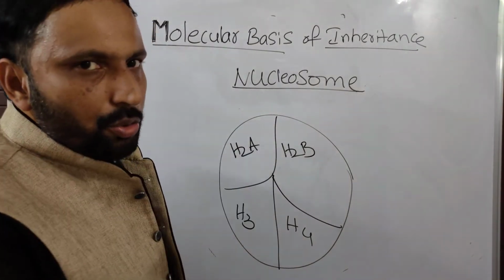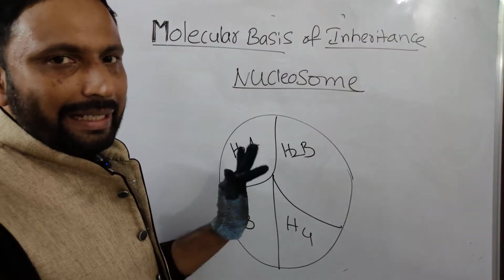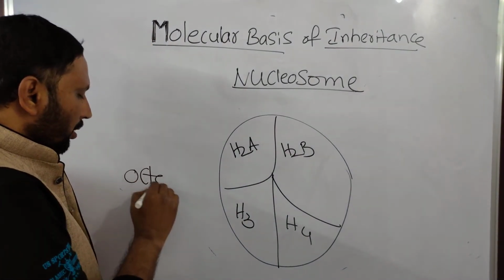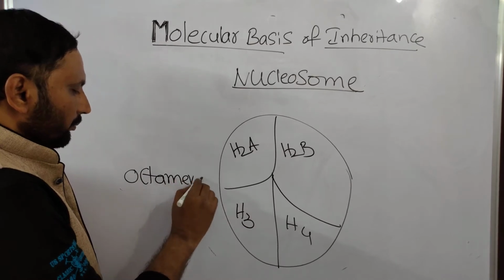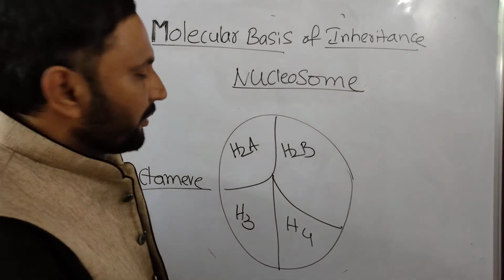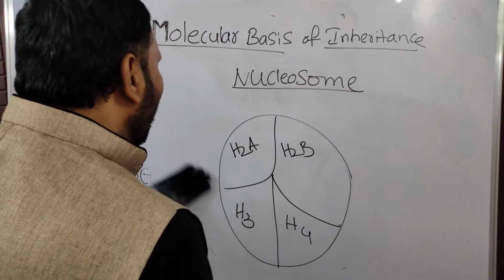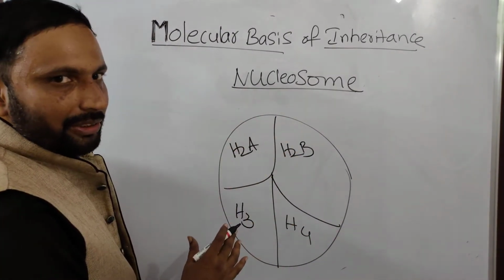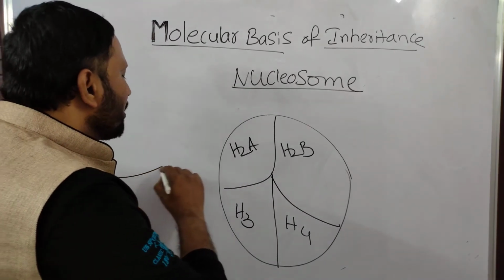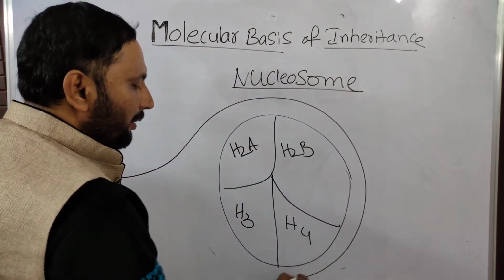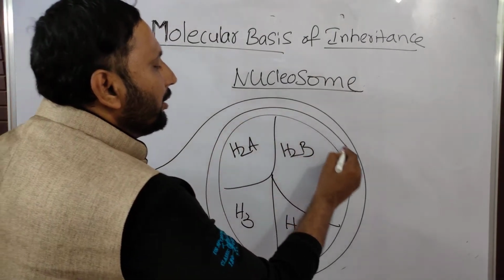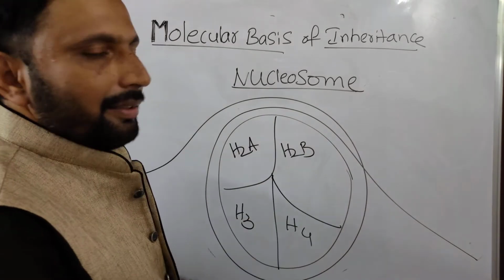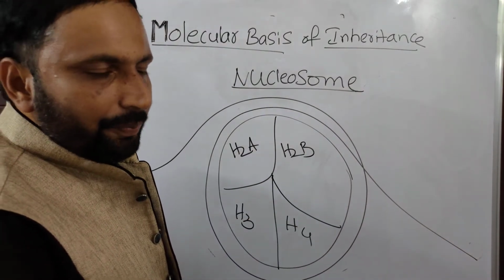Behind this H2A, another H2A, like that. 4 plus 4, 8 histone proteins. It is called octamer. This nucleosome, when you observe, this octamer is positively charged. This positively charged histone protein is surrounded by DNA. DNA makes 2 circles. That octamer is encircled by DNA, which is negatively charged.